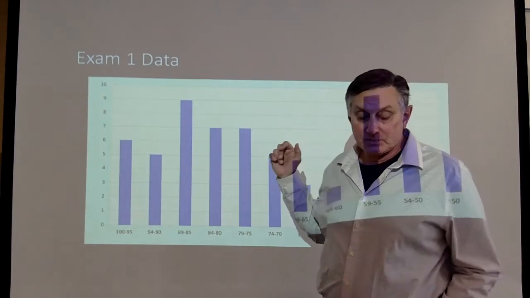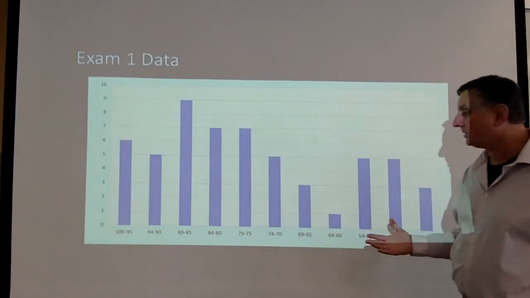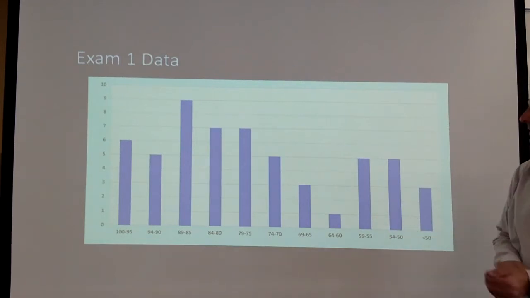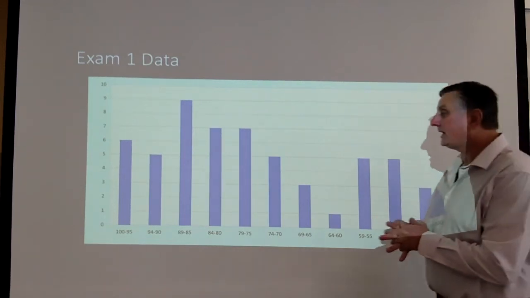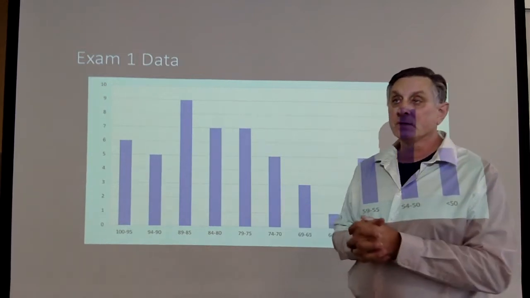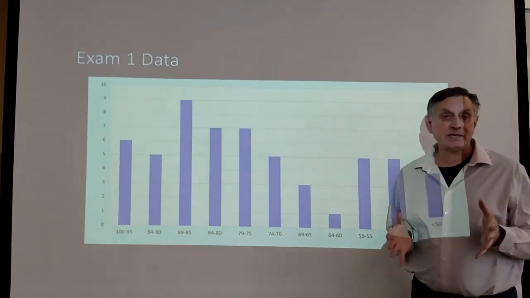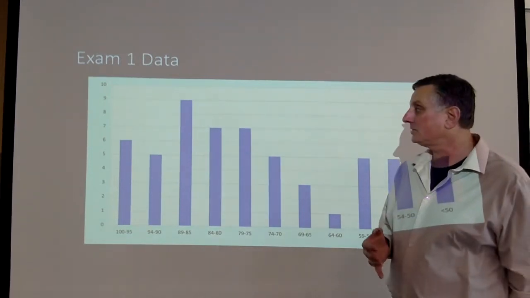But the exam average was still fairly low. It was around a 75, which again is not a terrible average, but it's not a great one. Having taught this for a number of years, my exam one average is typically around 80 to 81%.